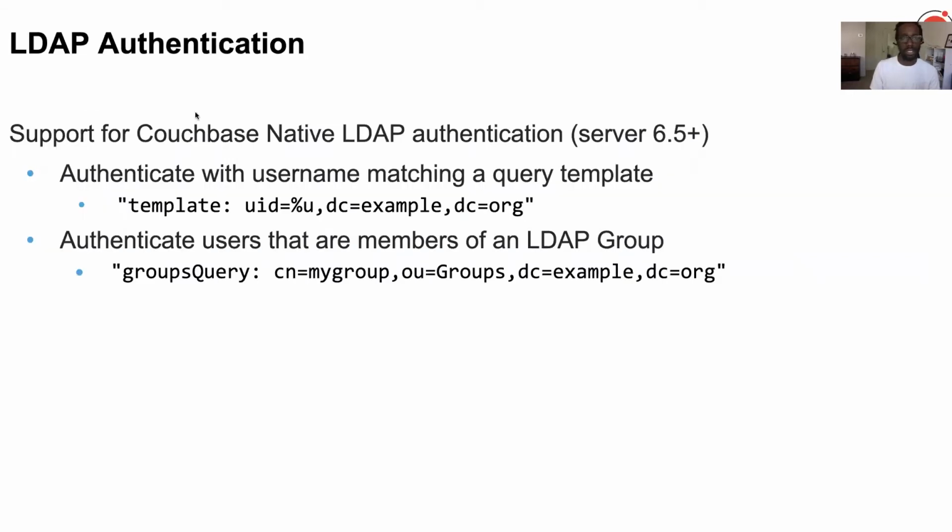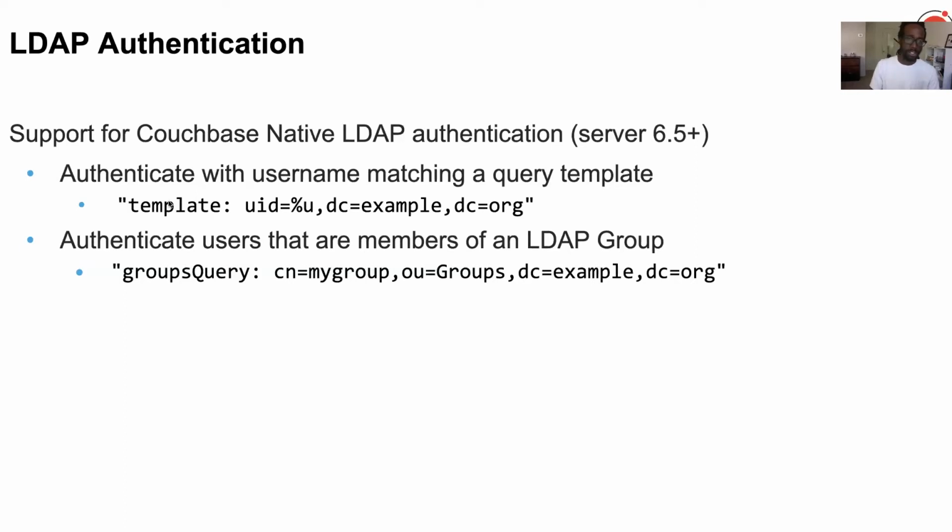So getting onto different ways of authentication. We allow LDAP for doing external authentication, and this takes advantage of Couchbase native LDAP authentication that was added in server 6.5 and higher. If you're using a lower version of server, then you can still use RBAC itself for adding users, but you will not be able to use LDAP for external authentication.